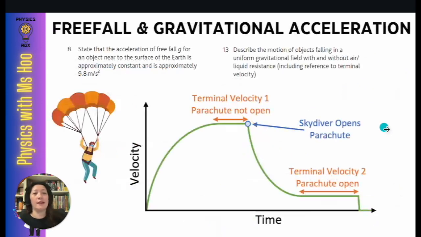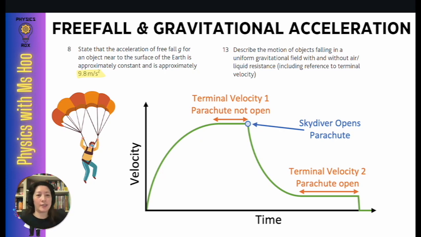Okay. Next, let's look at free fall and gravitational acceleration. You must of course know that the acceleration of free fall for an object near the surface of the Earth is approximately constant at a value of 9.8 meters per second squared. And the good news is that this value is given on the cover of your theory paper, so even if you forgot for some reason, just refer to the value of g, which will be written on the front cover of your exam sheet.